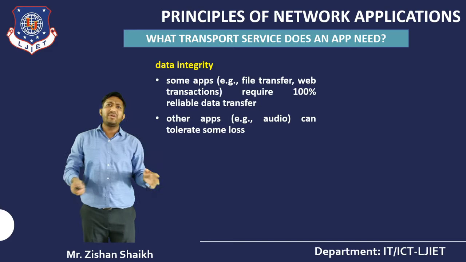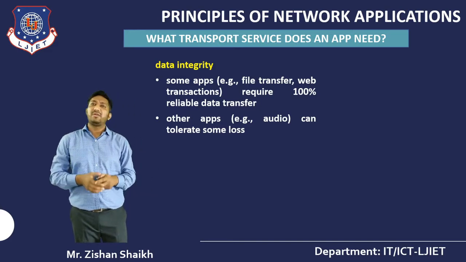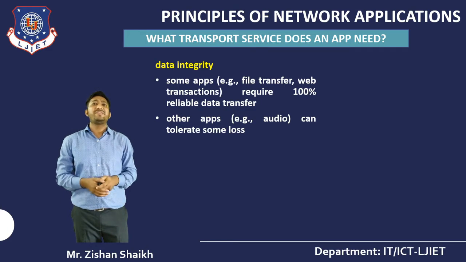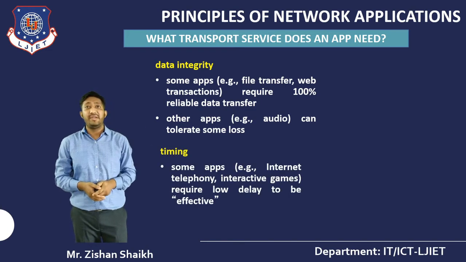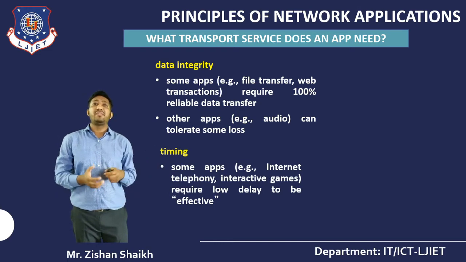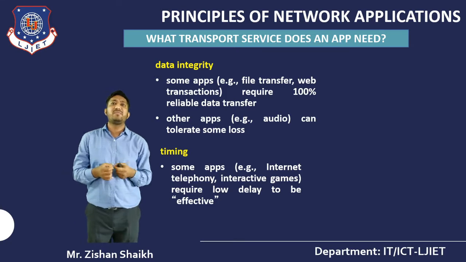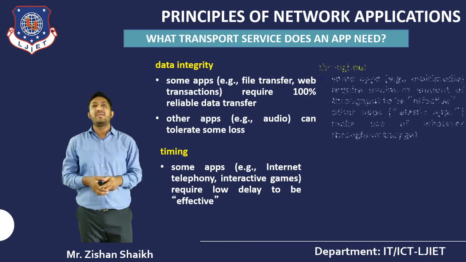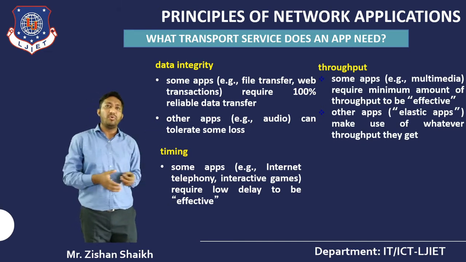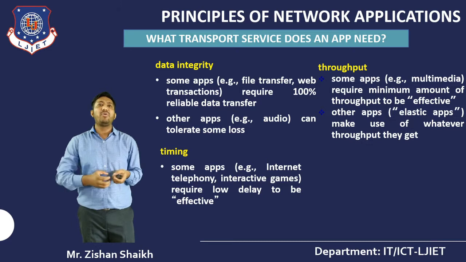So what other transport layer services are used by our application layer? The basic services provided by the transport layer: first is data integrity, next is timing, which relies on delay, because telephonic services and video conferencing services depend on that. Then there is throughput, how the data is communicated and how fast data is downloaded, so we also depend on that.